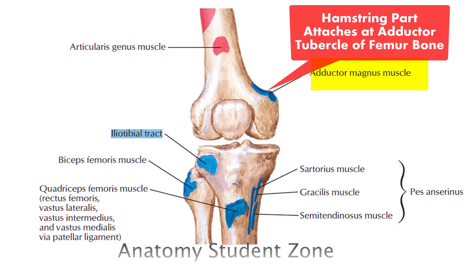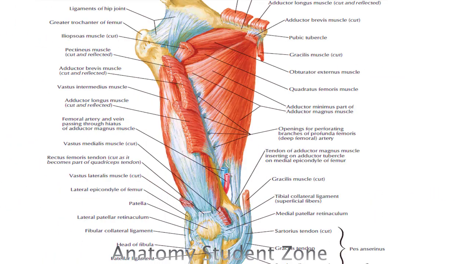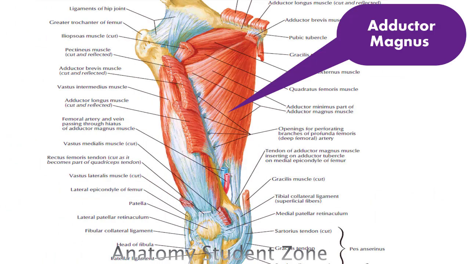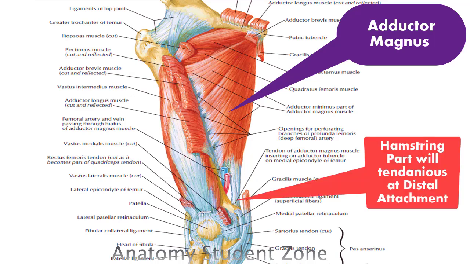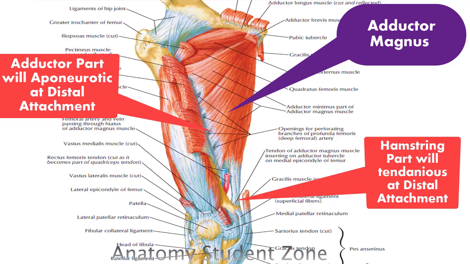So in dissection, first you have to go to deepest, then you have to identify adductor magnus muscle, then you have to identify its parts, its distal part that will be tendinous, that will be hamstring part, and the part that will be aponeurotic, this part will be adductor part. So another difference will be aponeurotic part will be having broad attachment distally and the tendinous part will be having narrow attachment distally.